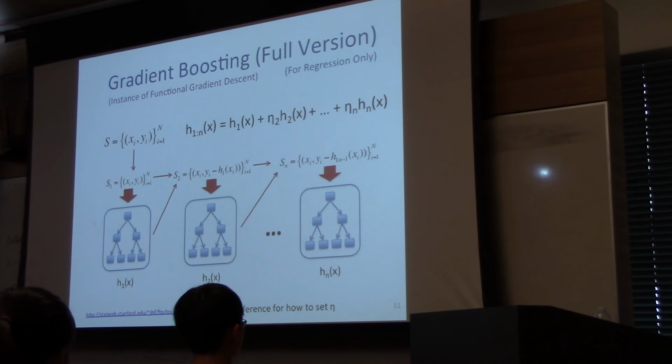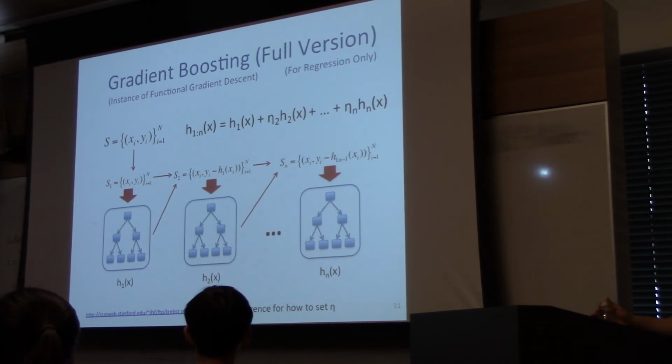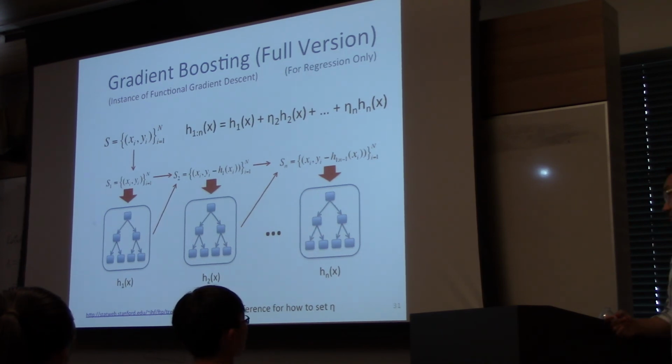Yeah? Is it guaranteed to always decrease the error as we continue doing this, or could it oscillate weirdly? If you have a convex loss function over your function class, over your function space, it's guaranteed to decrease the error. Training error. Yes, the training error.